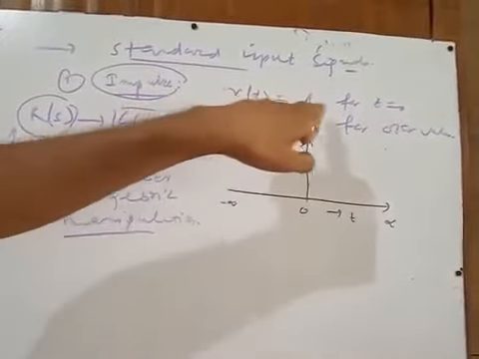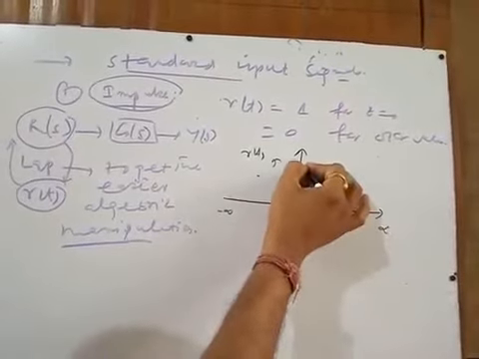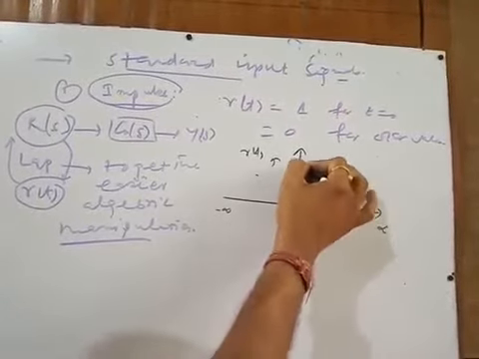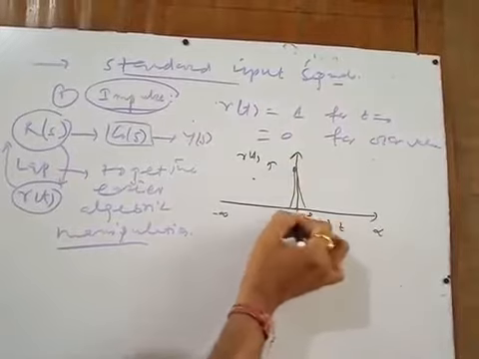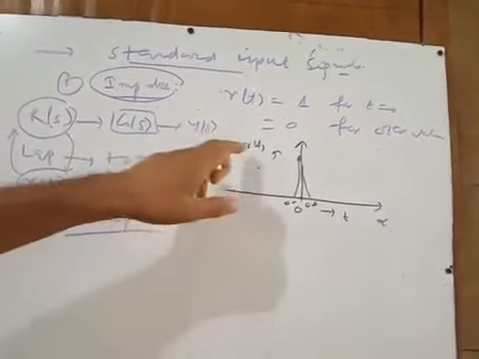See, r(t) is equal to 1 for t is equal to 0. That means at t is equal to 0 only, you will be having some value. This is 0 plus, 0 minus, and for the rest of the values of t you will be having r(t) is equal to 0.